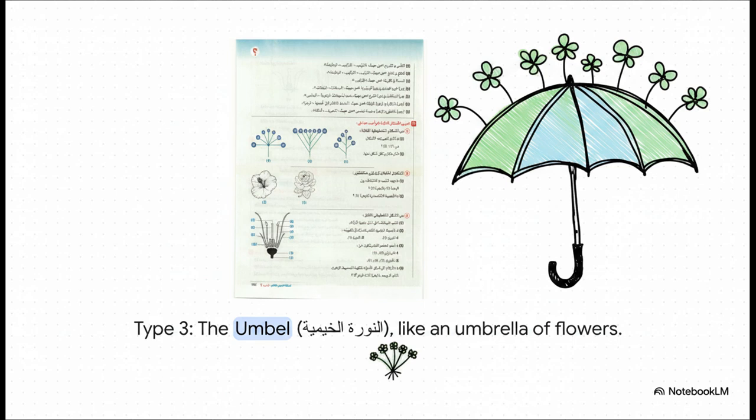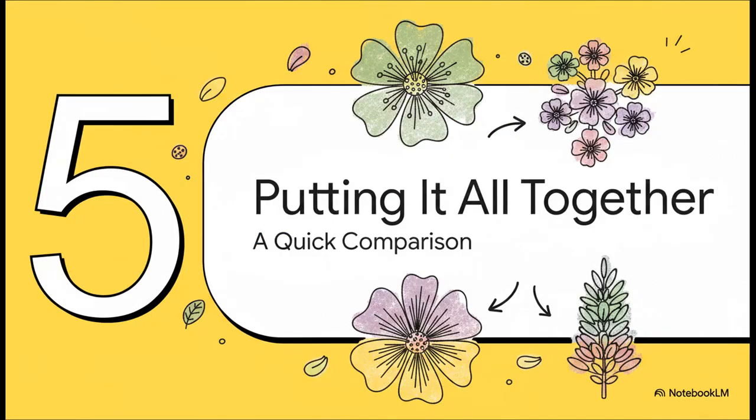And for our third type, we've got the umbel. This one is super distinctive, you can't miss it. In an umbel, all the flower stalks shoot out from the exact same point at the top of the stem. The result is this gorgeous dome-shaped or flat-topped cluster. It looks just like the ribs of an umbrella opening up. It's a great visual. Okay, so that's three different architectural designs, each one unique.